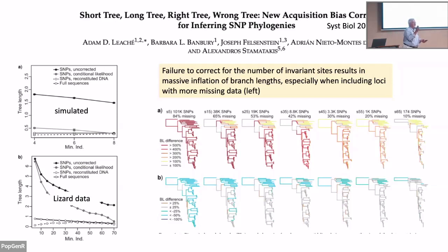Sorry, missing data? No, this is about invariant sites. Let me back up. Different thing. So the branch lengths here, the question here is, what happens if you just include your SNP matrix versus if you include all the invariant sites?